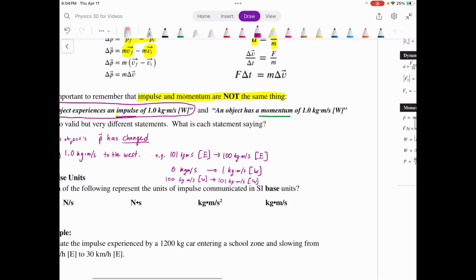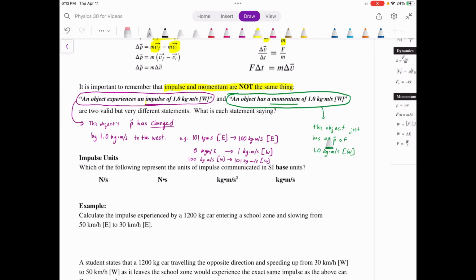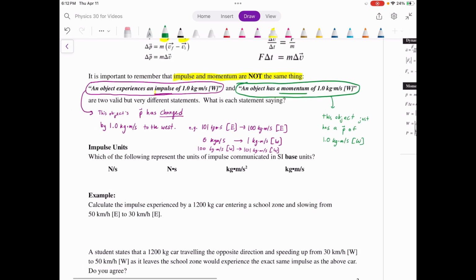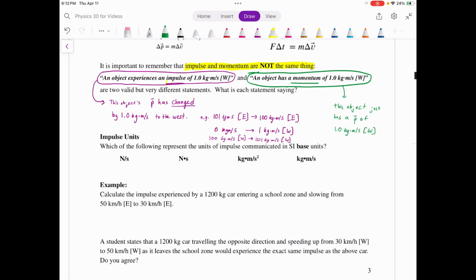Now, versus this one here, what is this one saying? Well, that one's just saying that the object's momentum is 1 kilogram meter per second to the west, right? It's not changing by 1 kilogram meter per second to the west. That's just its momentum, right? Not all these different possible ways in which it could have changed by that much. That's it, right? I mean, it's the difference between saying I am 5 years old versus saying my age has changed by 5 years, right? Okay, so be careful not to mix up impulse, a change in momentum, and momentum itself.